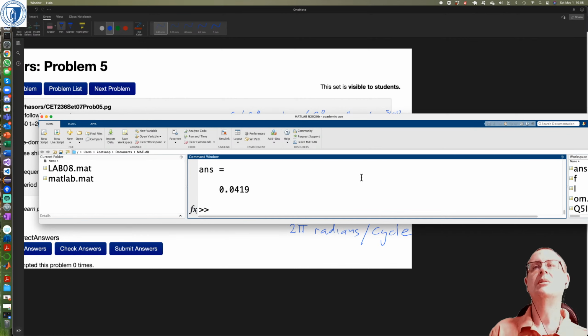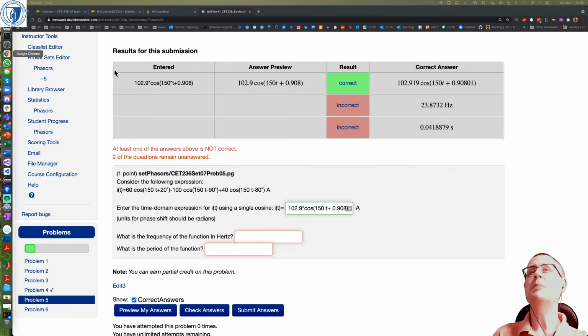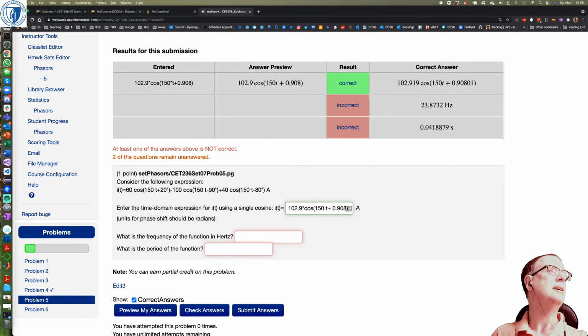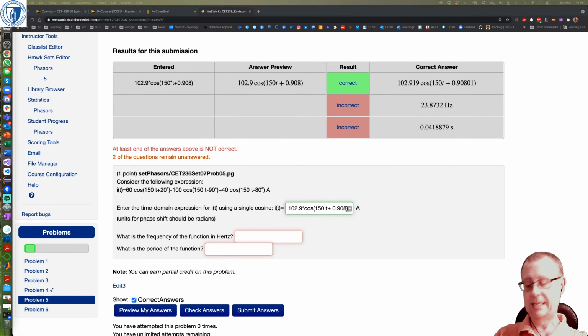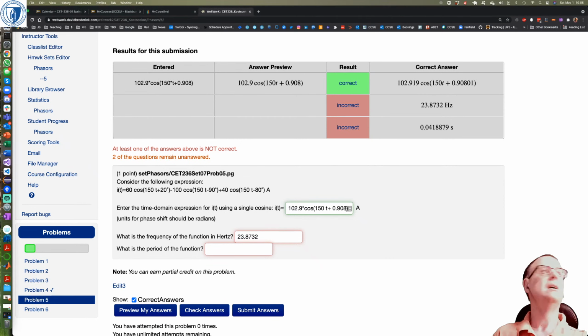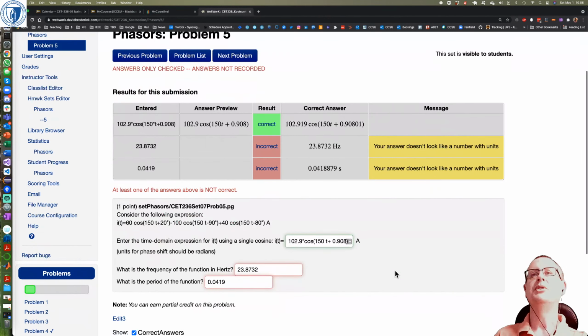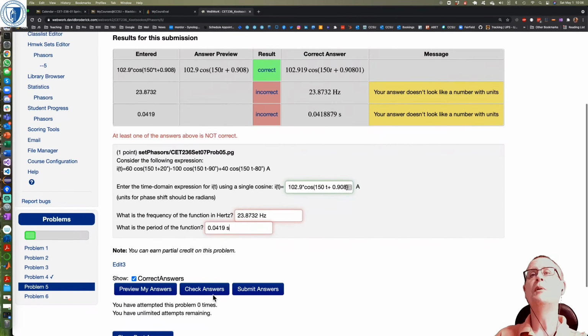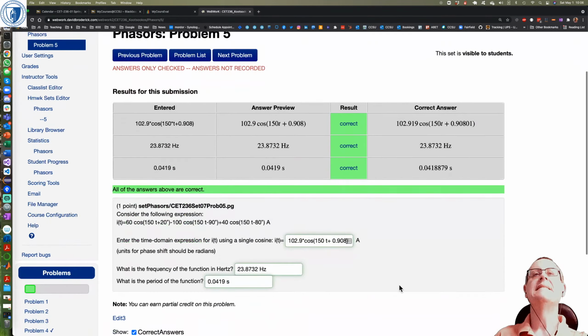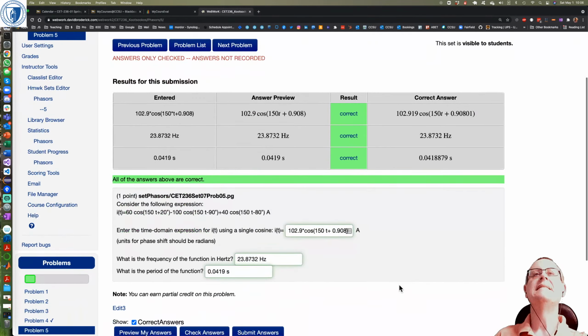So let's just plug those numbers in and see what happens. The frequency in Hertz was that number, and the period was that number. And I've forgotten units. So Hz and seconds. Seconds, not Z's. Okay, any other questions for this homework?